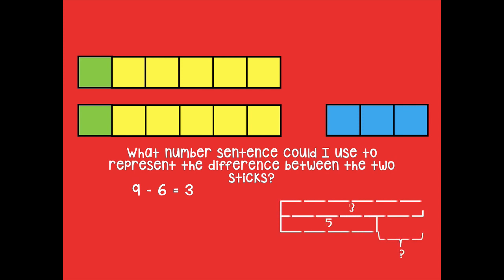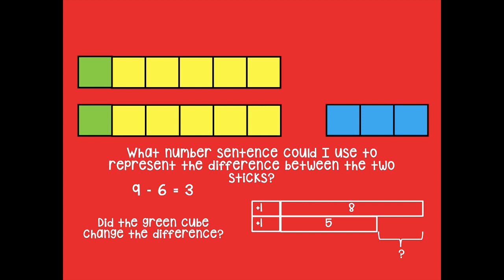Now, I'm going to go back to the tape diagram that I had last time and model with the 8 and 5, but this time I'm going to do how I added 1 to each one of those. So did the green cube change the difference? So my problem originally was 8 minus 5. Now it's 9 minus 6. So did my difference change? No, it didn't.